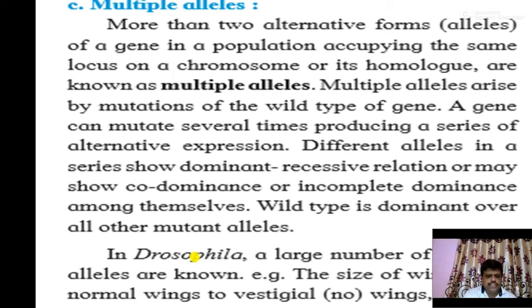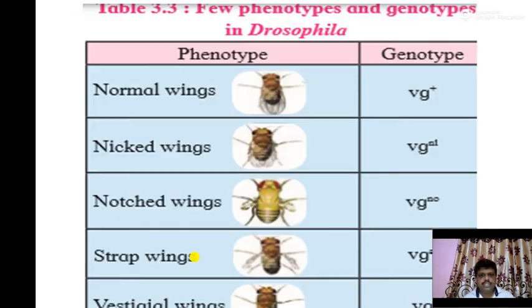So a gene can mutate several times, producing a series of alternative expressions. These alleles show different types of patterns: dominant recessive interaction, codominance, as well as incomplete dominance. In Drosophila, there is a series of alleles for wing pattern, ranging from the normal wings to no wings. Let us see the example of the Drosophila. Yes, this is a classical example of the multiple allele.